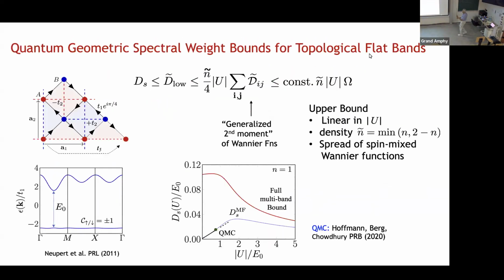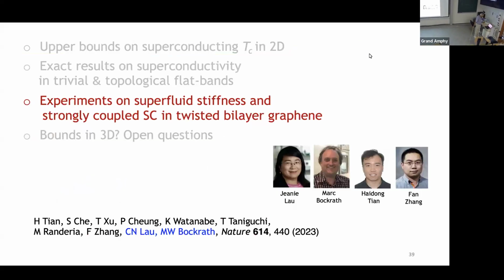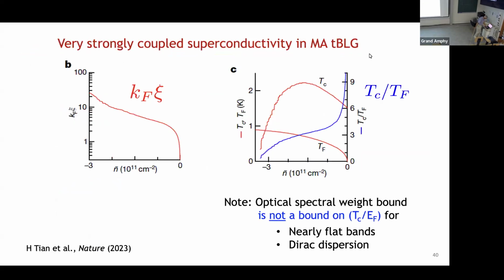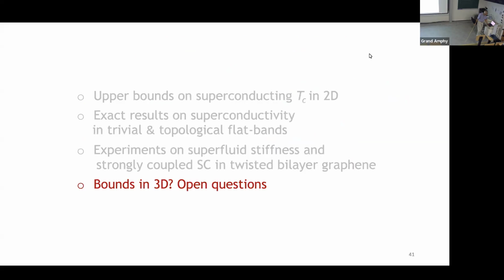So here, actually, we can again find quantum geometric bounds. And here we can even compare with quantum Monte Carlo, and somewhat embarrassingly, our bound falls right on top of quantum Monte Carlo, but that's a separate story. Let me not discuss this experiment. I think time is up, except to say that here again you see in twisted bilayer graphene, kF xi is extremely small, 1 to 10. And again, Tc over EF can be very large because there is no Tc over epsilon Fermi bound when you have nearly flat bands, or actually even if you have Dirac dispersion. It's only for parabolic bands or something close to parabolic bands that we have such a bound.